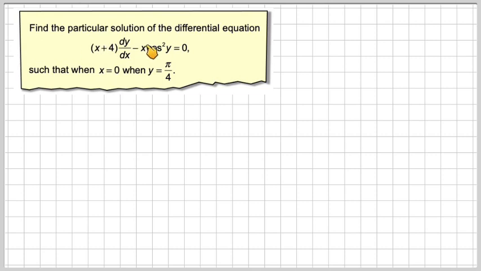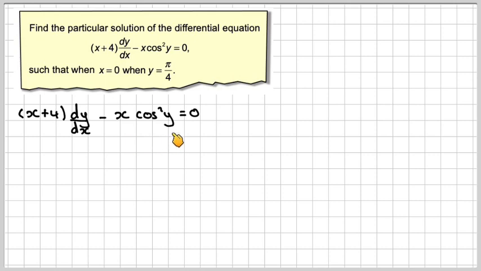So here we're going to find a particular solution of a differential equation: (x + 4) dy/dx - x cos squared y = 0, and we're told when x is 0, y is pi over 4. So writing that out, we've got to separate the variables. You might want to stop now and think, what would I do to separate the variables? You might just want to pause the video for a minute.